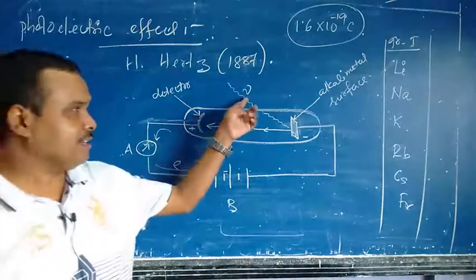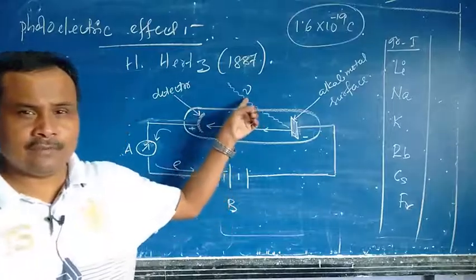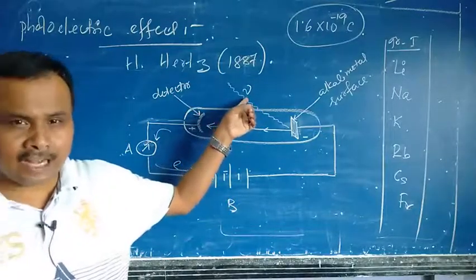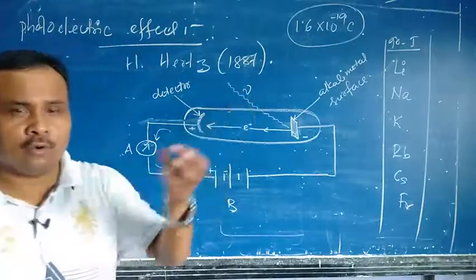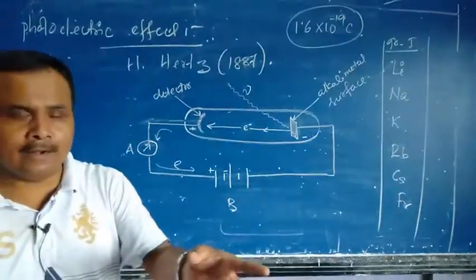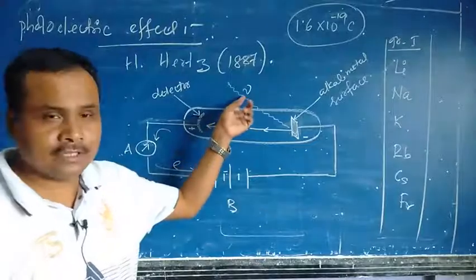So radiation consists of particles. In case of radiation, particles are known as quanta. In case of light, that quantum is known as a photon. So photons are the particles, quanta are the particles. So radiation consists of particles.